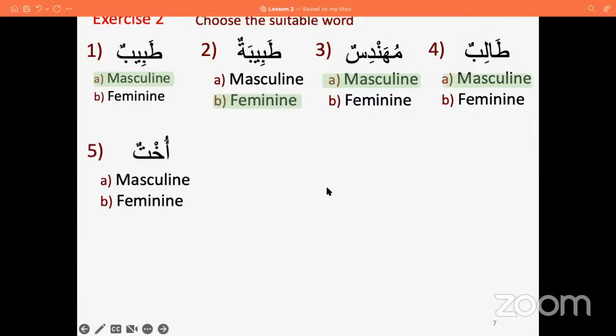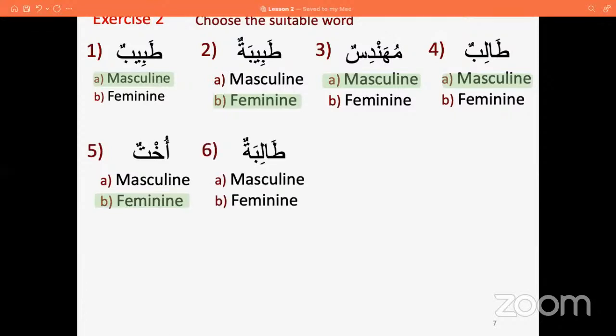Excellent. How about the word ukhtun? Here we go. This is a tricky one. Ukhtun. So for this, you have to remember what the word ukhtun means. And that is correct. Unanimous over there. Ukhtun is feminine because it means a sister. Okay. Talibatun. طالبة. Right, sorry about that. That is feminine.